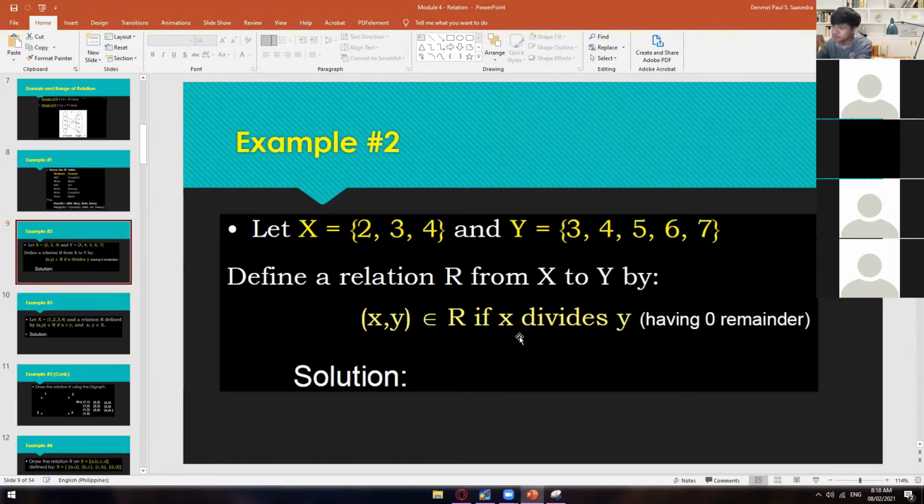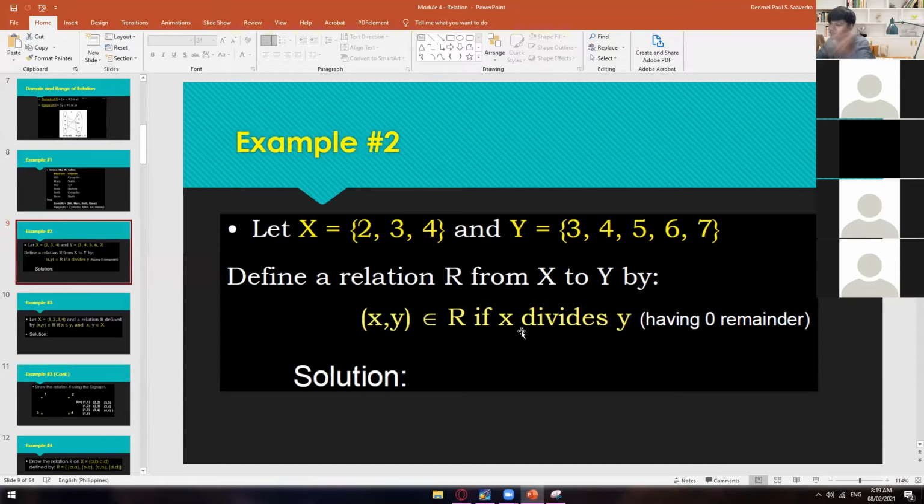Anyone from the class? Is this x divided by y or y divided by x? I think x divided by y. Mm-hmm, x divided by y. Other answers? Sir, y divided by x. Y divided by x. So the correct answer is y divided by x.